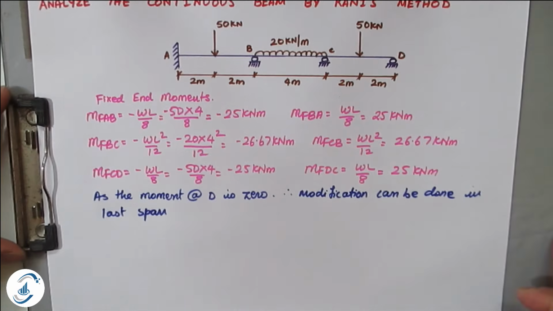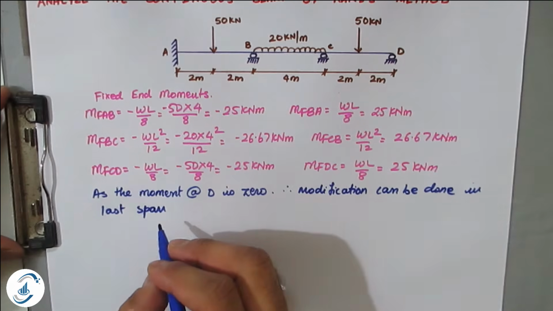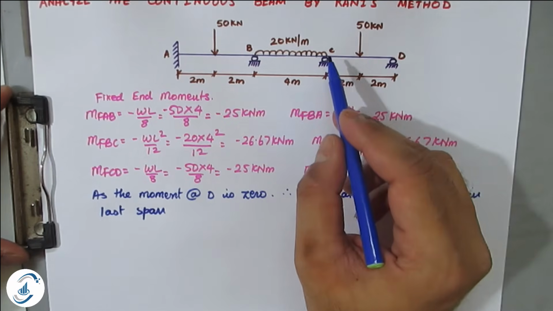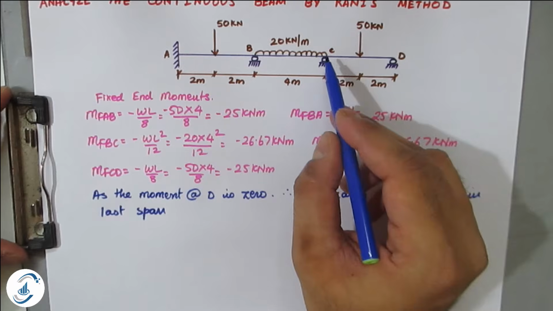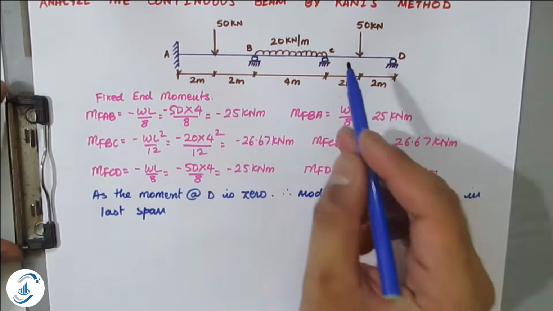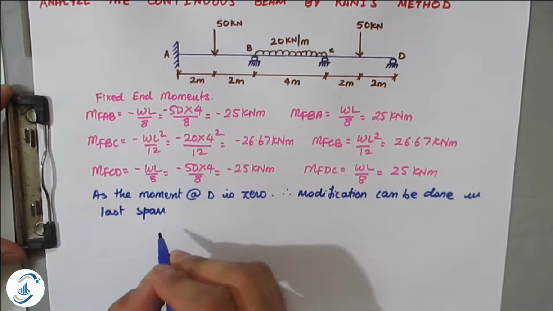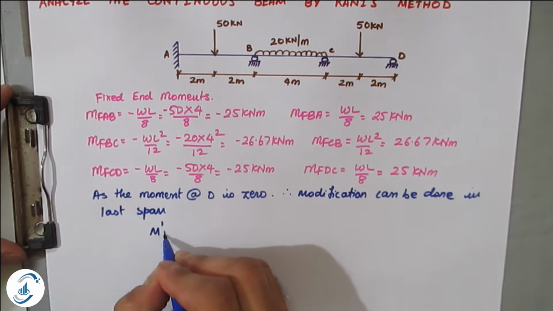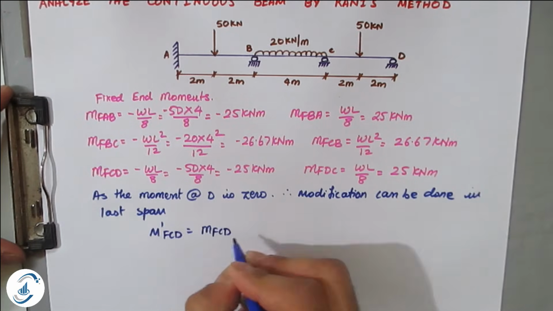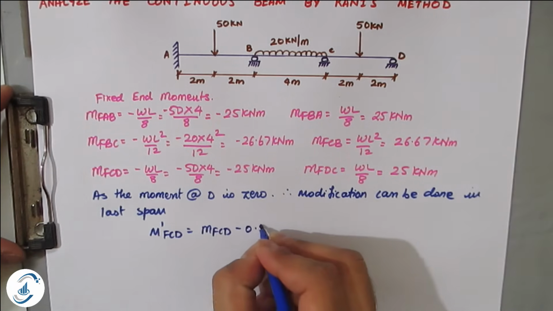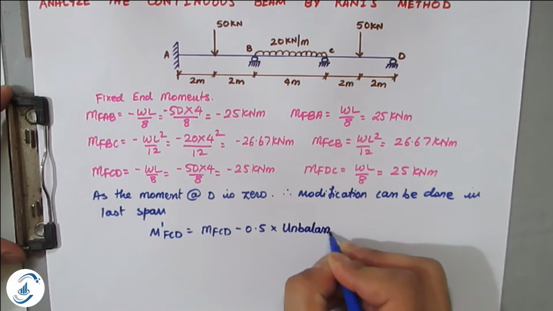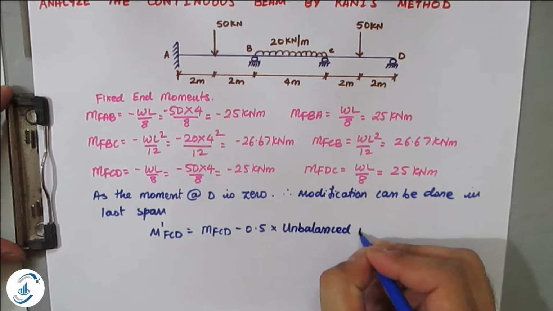Now what we have to do is, if we want to make the moment at D as 0, we have to change the value of MFCD. Already the MFCD is minus 25. So a new value will come for MFCD. So that we will denote as M dash FCD is equal to MFCD, which we have calculated, minus 0.5 into the unbalanced moment at D.